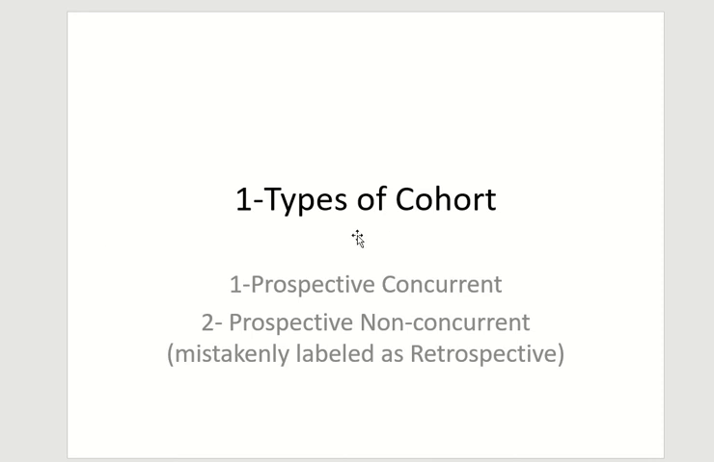So point number 1 is concurrent and non-concurrent. And you heard me previously saying that these have been mistakenly labeled as retrospective for the non-concurrent and prospective for the concurrent. Both of them are prospective, okay, but concurrent, non-concurrent.